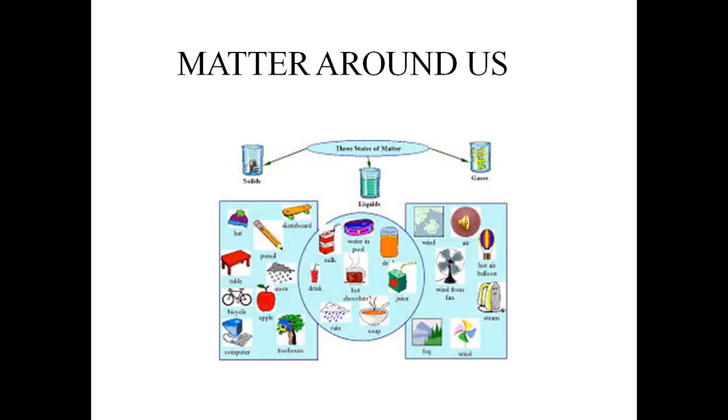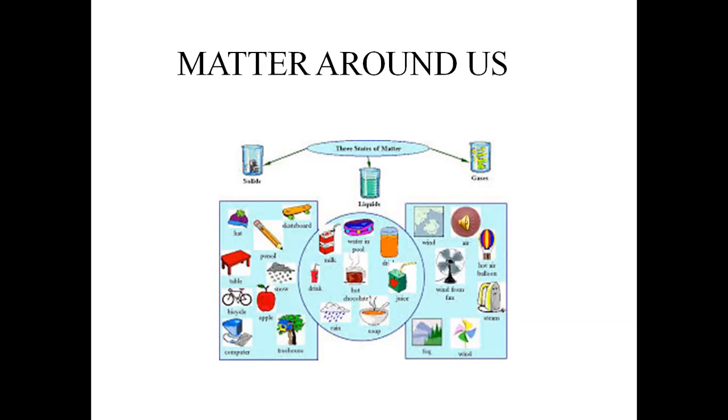Next, heat, light and sound do not occupy space and do not have mass. This is not matter. An object that occupies space and has mass is called matter. That is, pencil, table, bicycle, these are matter. But heat, light and sound do not have mass, so these are not matter.